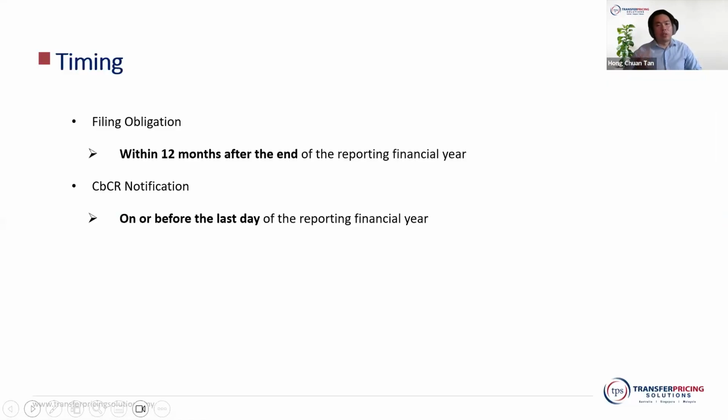Yeah, always, when do I need to lodge it? The rule of thumb is 12 months after your reporting financial year. So that's your filing obligation. And for CBCR notification, it's actually on or before the last day of the reporting financial year. So it's very different from your filing obligation. So keep that in mind. Your tax agent, hopefully, will then inform you that you need to notify on your CBCR.